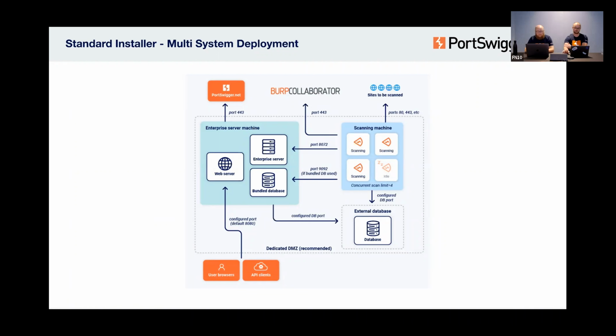In terms of that outbound connectivity, we're going to need a connection to PortSwigger.net over port 443, which can be proxied if required. This is for your activation and also how we deliver automated updates. We've also got Burp Collaborator. If you're a Pro user, you're probably familiar with Collaborator already, but that connection is going to enable some additional out-of-band type payload scanner checks. You can deploy a private one if required. And then naturally, your scanning machines will need access to your target applications, which are typically going to be over your default ports of 80 and 443.